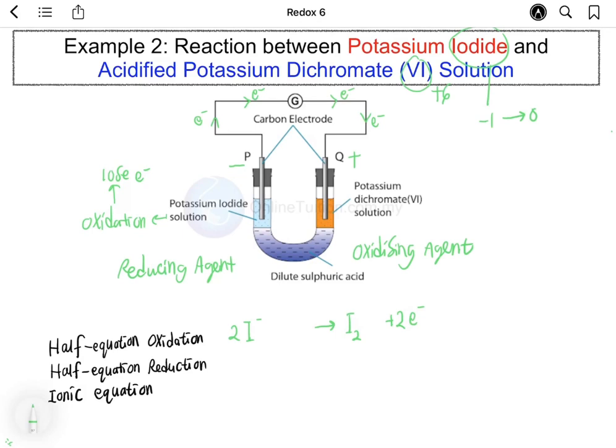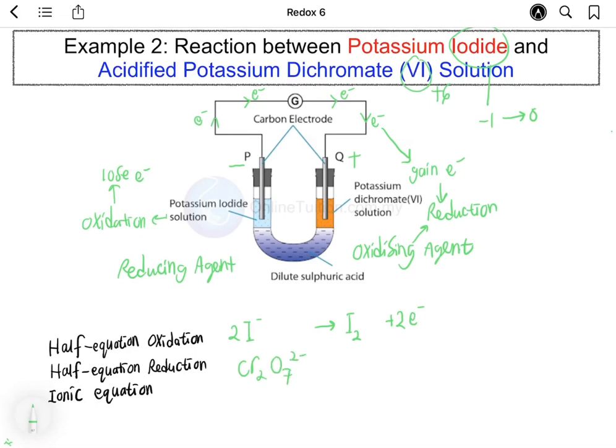The electron will always flow from reducing agent to oxidizing agent, because reducing agent loses electron and oxidizing agent gains electron. So this electron will be accepted or gained by potassium dichromate solution, which then undergoes reduction. And so now we will write the half equation of reduction for acidified potassium dichromate 6 solution. And we have discussed this in a previous slide, but I will do it again here very quickly.